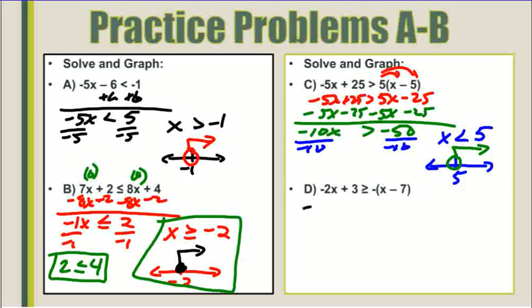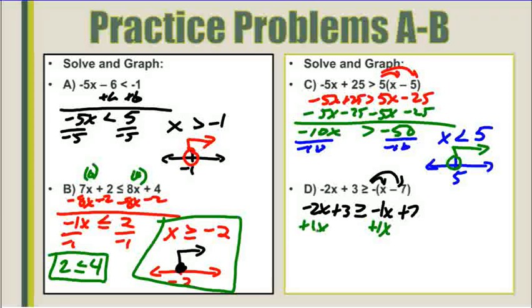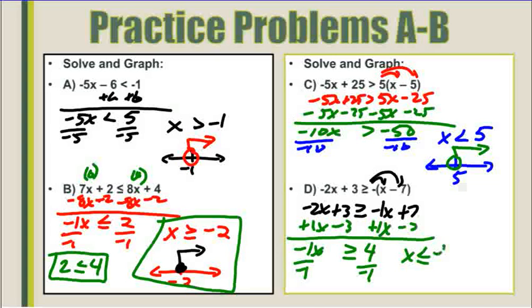And the last one here, I got negative 2x plus 3 is greater than or equal to, distribute the negative 1, so negative 1x, negative 1 times negative 7 is plus 7. Get all my x's to one side, I'm going to add 1x, I'm going to subtract 3. That gives me a negative 1x is greater than or equal to positive 4. The x by itself, divide by negative 1. I'm left with x is now less than or equal to a negative 4. I'm going to have a filled in circle on negative 4. Less than means to the left.